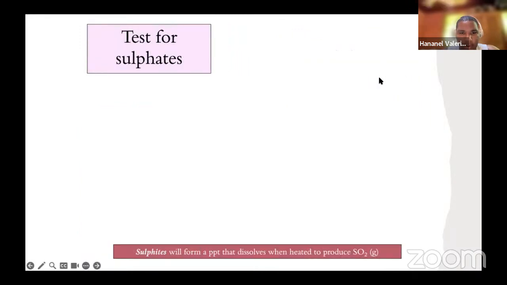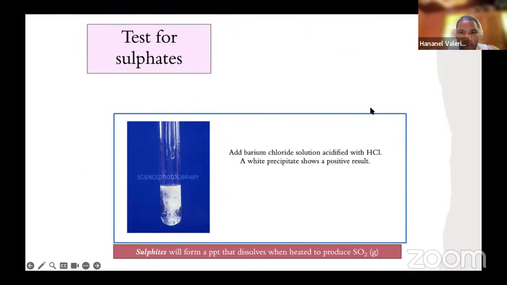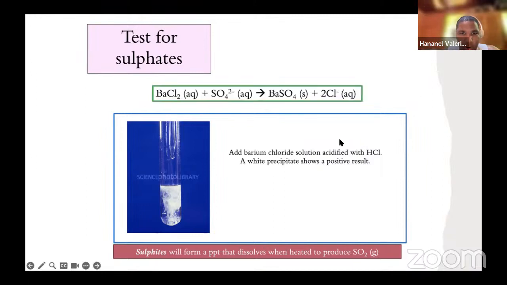And then sulfates now. For sulfate, the test is we either add barium chloride or barium nitrate. Now, barium chloride gives better results. So barium chloride acidified with hydrochloric acid, and a white precipitate shows a positive result for the presence of a sulfate, or the SO4 2- group. Okay, so barium chloride plus a sulfate would form barium sulfate, the white precipitate, and the chloride ions would remain dissolved in solution.